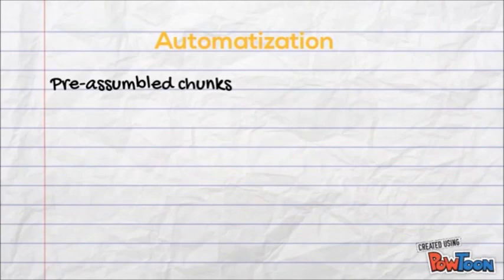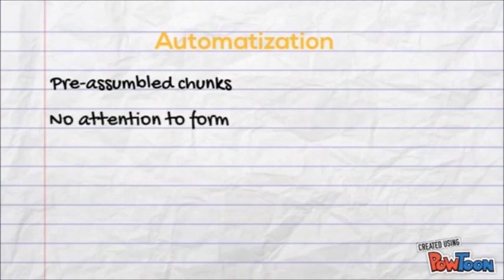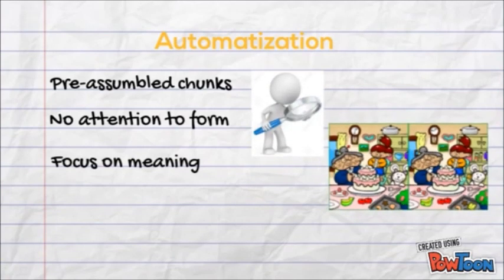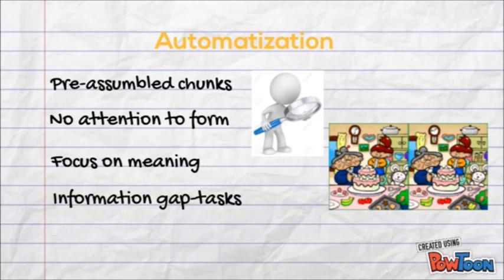So here we have pre-assembled chunks. Remember that chunks are phrases that are very useful in English. Some examples could be: by the way, at the end of the day, etc. So when you use those chunks, you will sound more fluent. And also we have attention to form but focus on meaning. And we have information gap tasks. We use information gap tasks in order to use the second language.